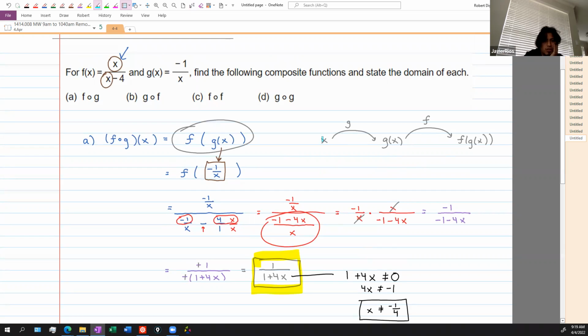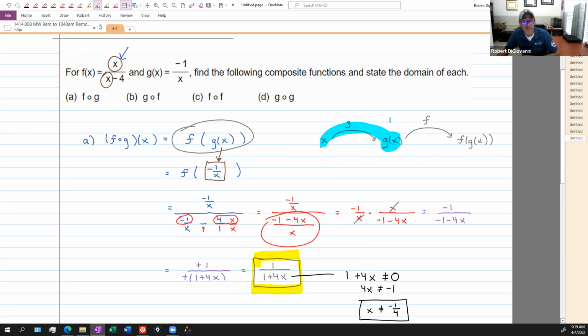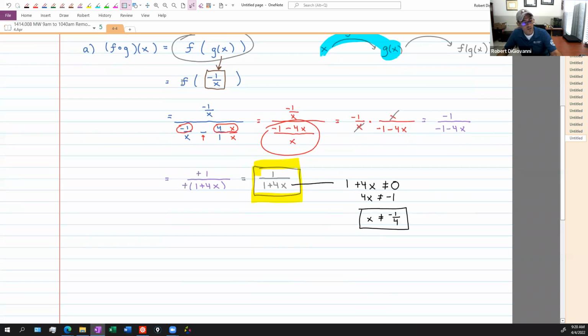Wouldn't it be the first function? You have to look at that first piece of the composition, the G function, and you need to look at the domain of G. So what's the domain of this guy? What can you not plug in here for X? 0, right? You cannot plug in 0 because you get -1 over 0, which is undefined. So along with this, you also have that X cannot be 0.